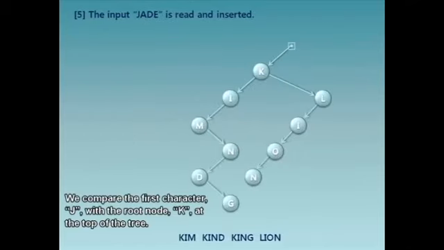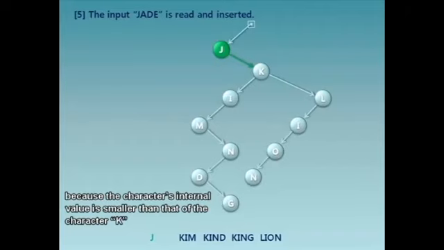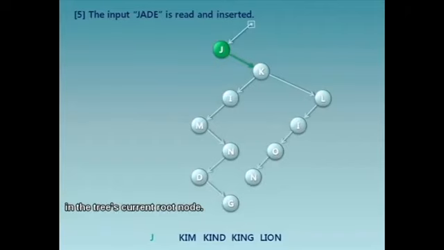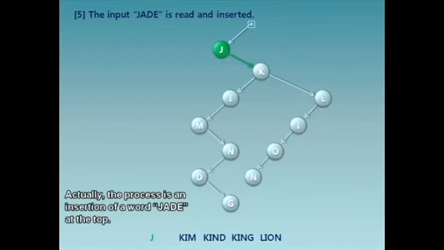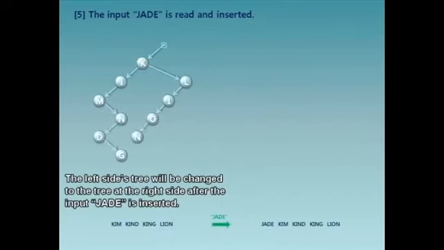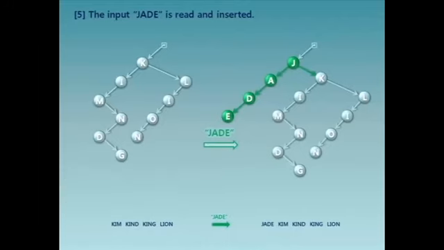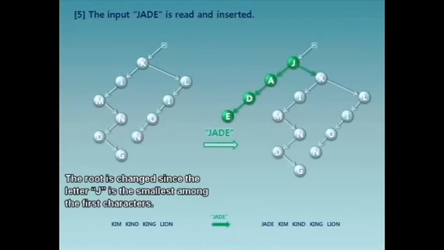We compare the first character J with the root node K at the top of the tree. The J node becomes the root node at the top because the character's internal value is smaller than that of the character K in the tree's current root node. Actually, the process is an insertion of a word jade at the top. The left side tree will be changed to the tree on the right side after the input jade is inserted. The root is changed since the letter J is the smallest among the first characters.